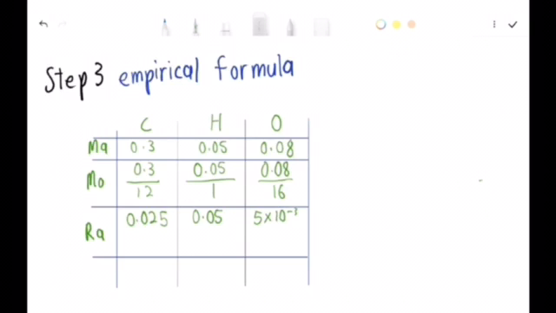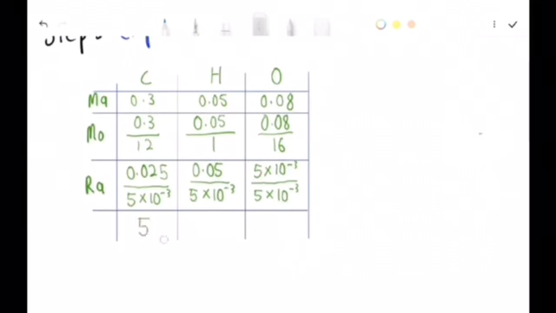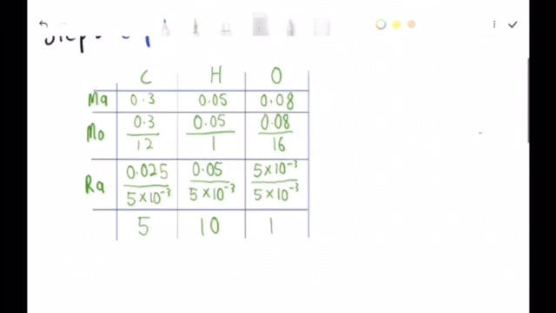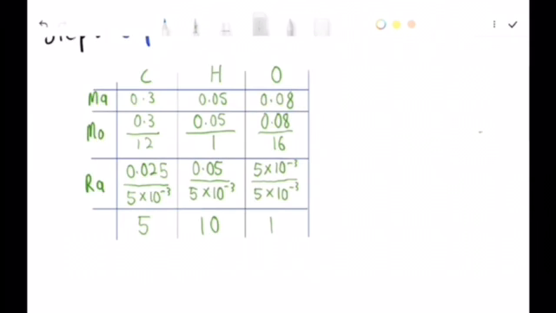After that, we divide all of the number of mole by 5 times 10 to the power of negative 3, because this is the lowest ratio we get. So we get 5 for carbon, 10 for hydrogen, and 1 for oxygen. So the answer is C5H10O.